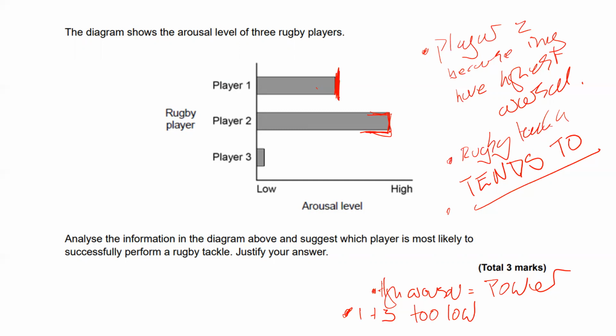Rugby tackle tends to require high levels of arousal, and you could either then have high arousal leads to power, which is required for the tackle, or just simply that 1 and 3 are too low to perform the tackle successfully. 1 is very low, and you're just going to get wiped out. 2 is still a little bit timid. It's below the optimum level of arousal. Okay, so you could say that one here.